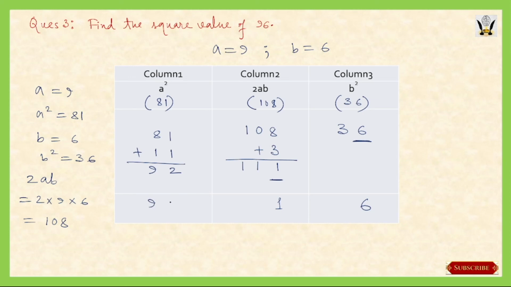So the whole result of addition we will write here in the last row. The square of 96 means which value? Again, as we know, we will move from column 1 to column 3 this time, and that will be 9216.